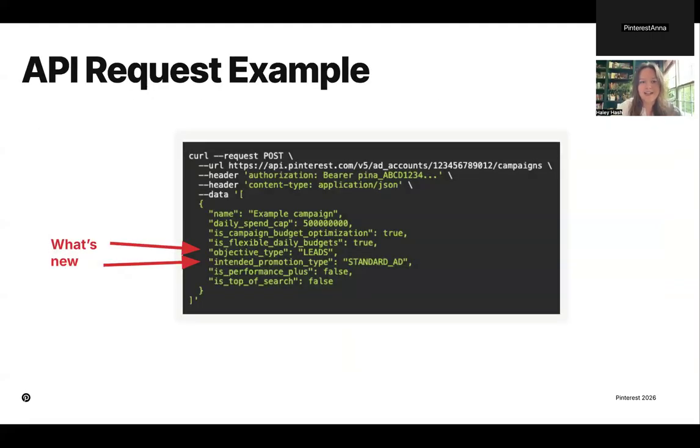All right, so enough abstract. We'll look at the main event here. This is the actual JSON payload you've been waiting for. Our objective type and new intended promotion type parameters are highlighted right there. And again, we'll share all of these resources at the end so you have these examples to look back at anytime you need.